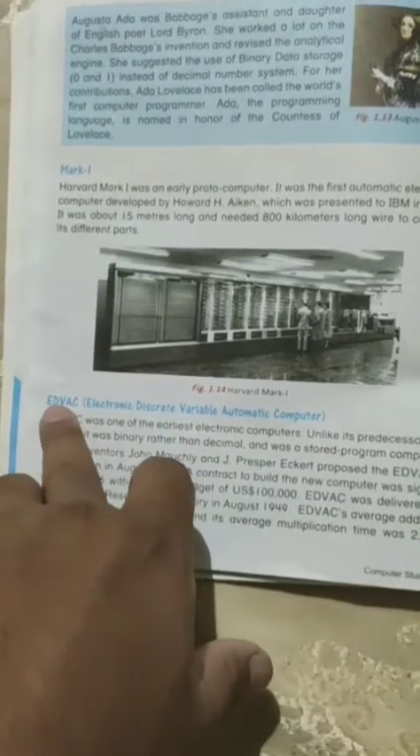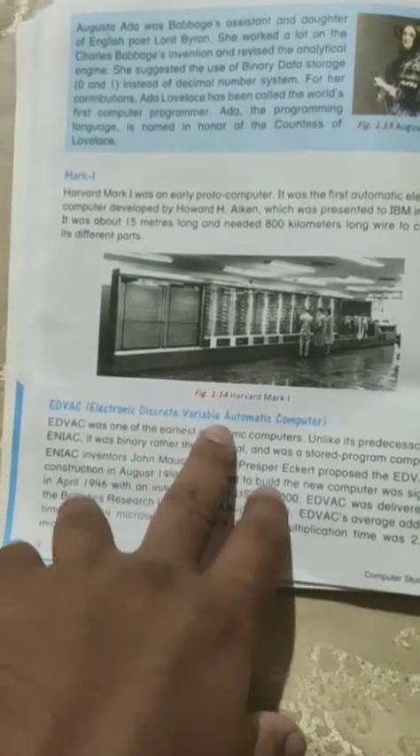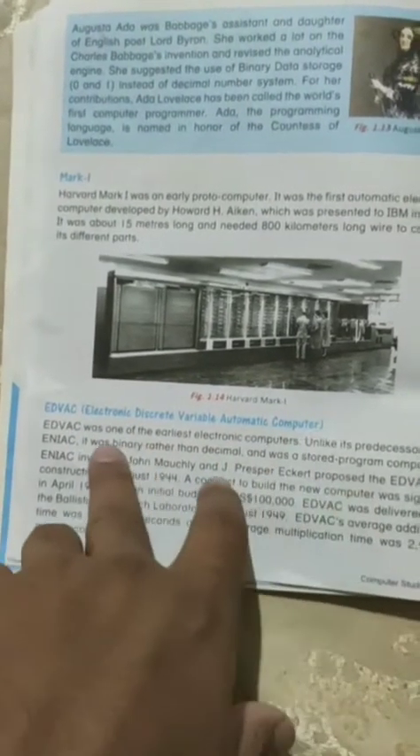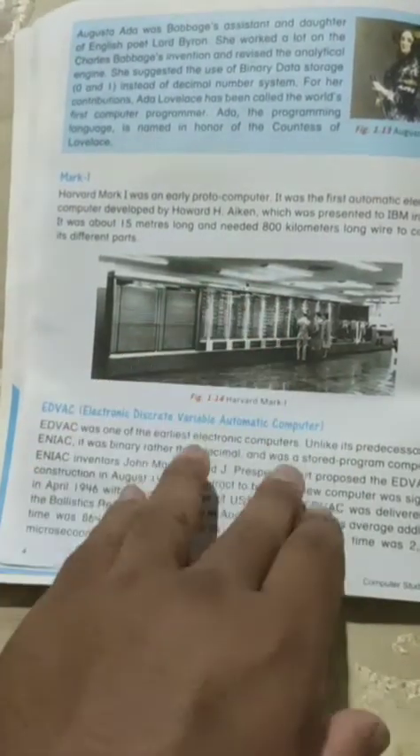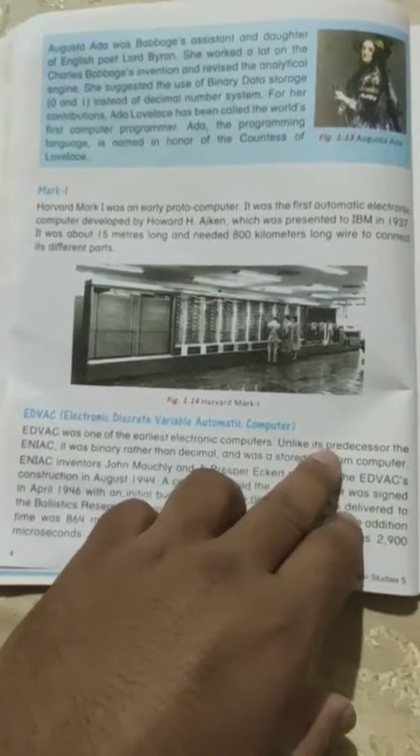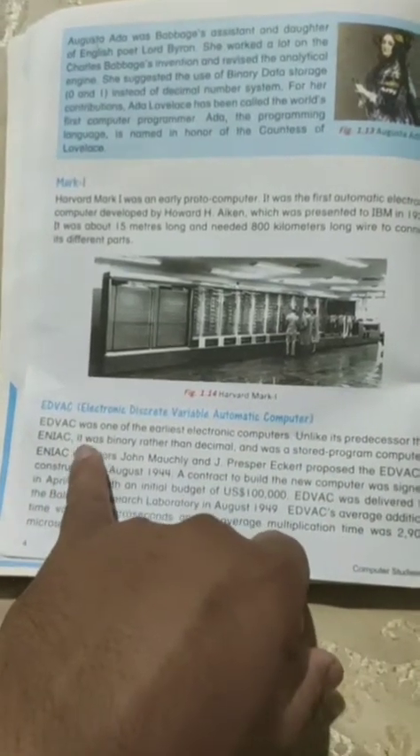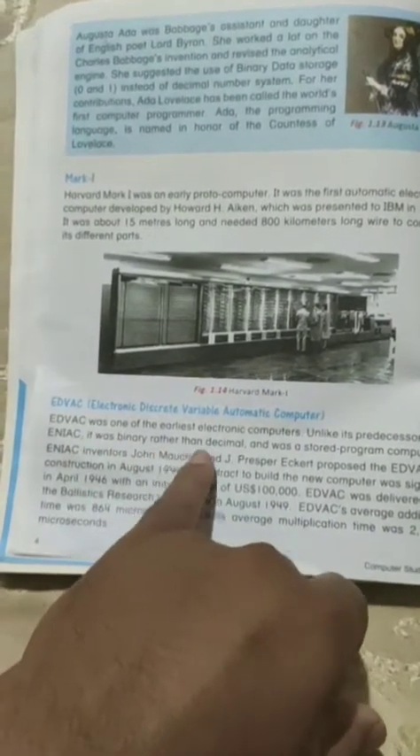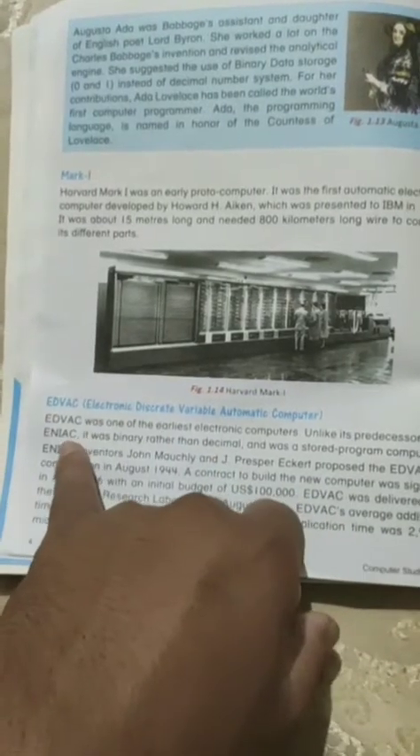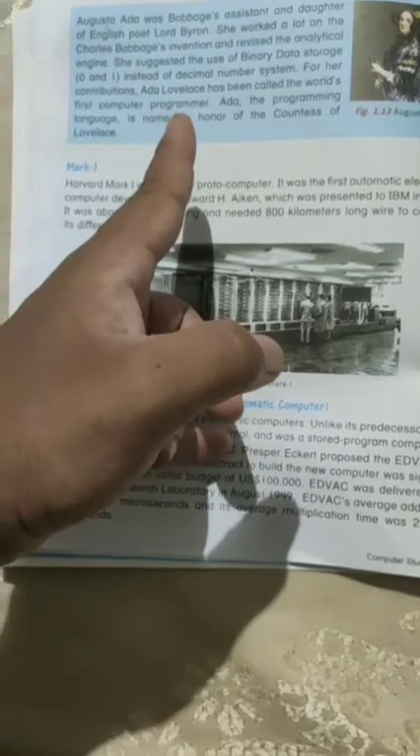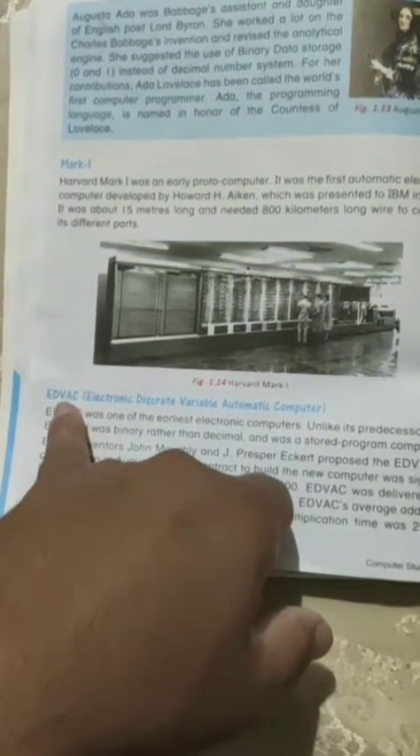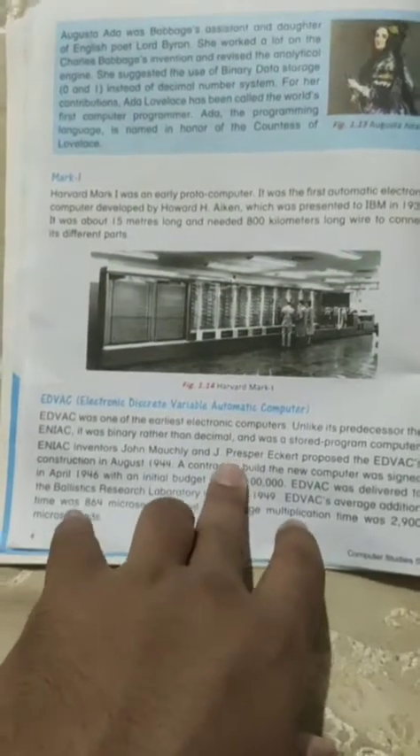Now the next computer is EDVAC. EDVAC means Electronic Discrete Variable Automatic Computer. EDVAC was one of the earliest electronic computers. After Mark 1, the EDVAC is the earliest electronic computer. Unlike its predecessor, the ENIAC, which is also one more computer, it was binary rather than decimal. In ENIAC, we were using decimal numbers, whereas Ada Lovelace had told us. So EDVAC is now using binary numbers as per our Augusta Ada.